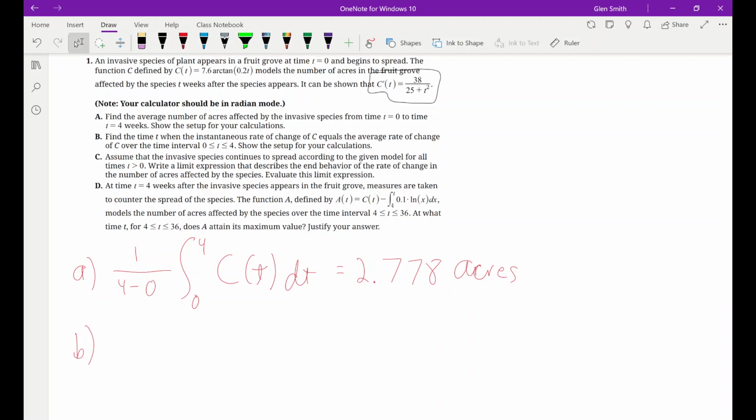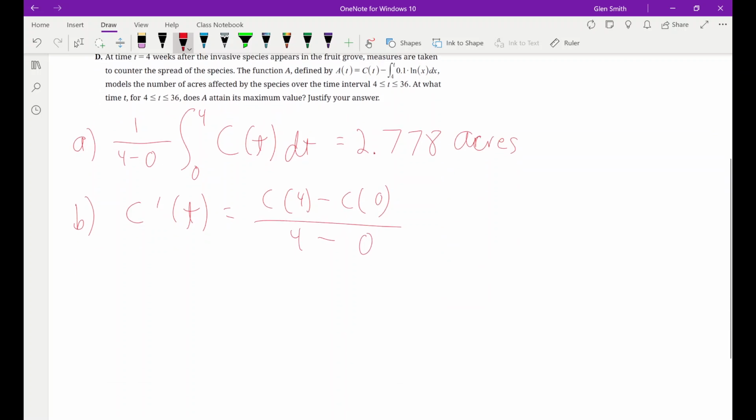Find the time when the instantaneous rate of change of C. That's just a very fancy way, instantaneous rate of change of C is just C prime. Okay, so I need C prime of T to equal the average rate of change of C. Okay, and that would be from 0 to 4, right? So that has to equal the average rate of change of C, which looks like this. Okay, so I just want to solve that equation.